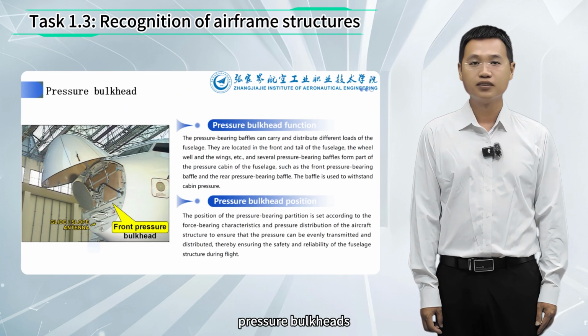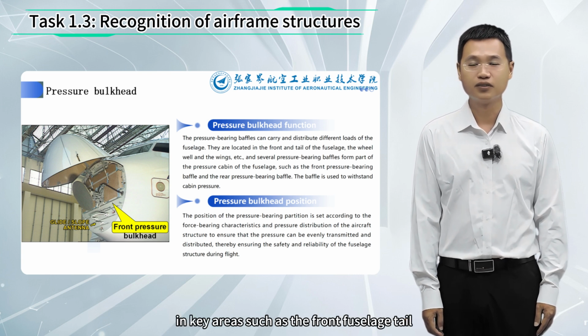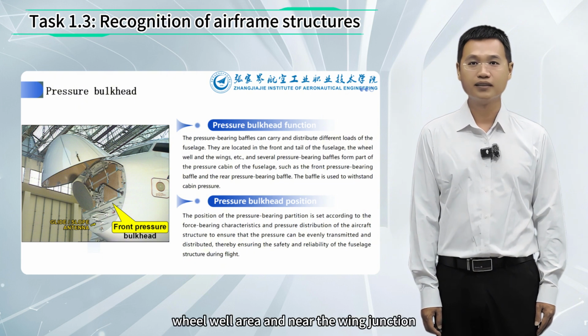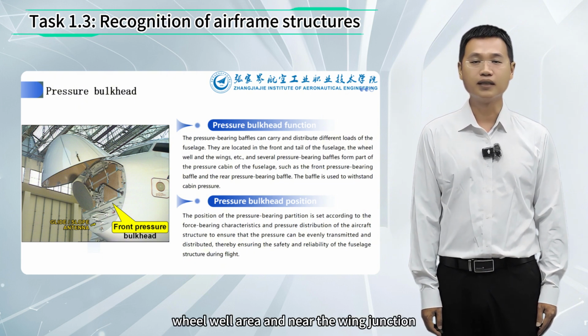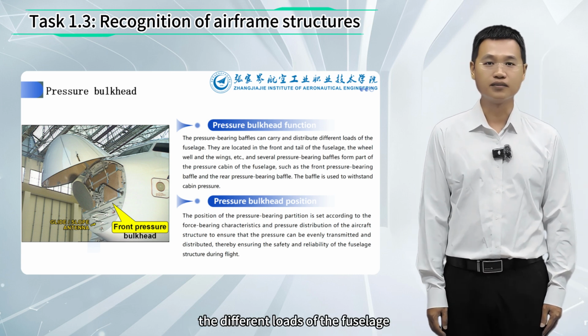Pressure bulkheads. These are specially strengthened baffles located in key areas, such as the front fuselage tail, rear fuselage tail, wheel well area, and near the wing junction. They are designed to carry and distribute the different loads of the fuselage.